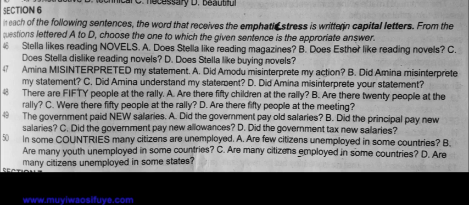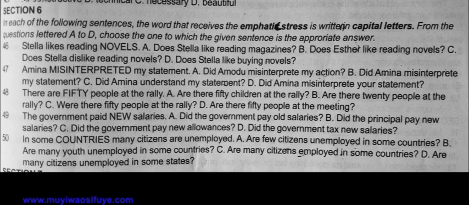Option A says, did Amodu misinterpret my action? That answer is not correct because the question is talking about Amina and this is Amodu. So that's cancelled. And option B, did Amina misinterpret my statement? That answer is equally wrong.